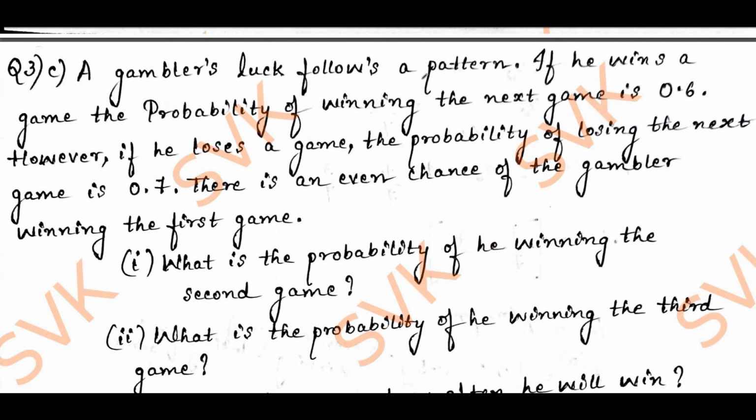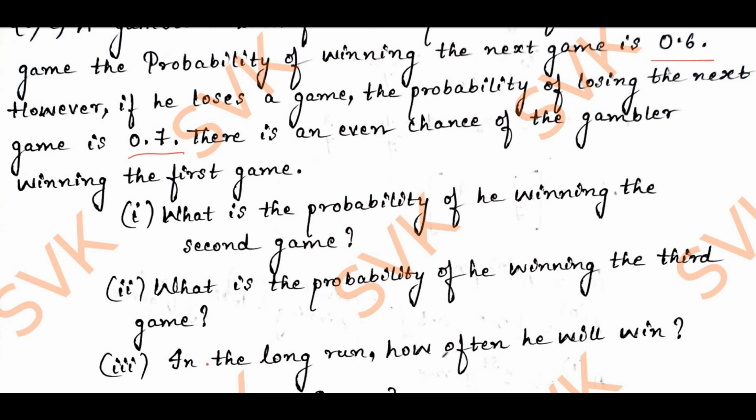A gambler's luck follows a pattern. If he wins a game, the probability of winning the next game is 0.6. However, if he loses a game, the probability of losing the next game is 0.7. There is an even chance of the gambler winning the first game. What is the probability of him winning the second game? What is the probability of him winning the third game? In the long run, how often will he win? This is what we need to solve in question number 3c.